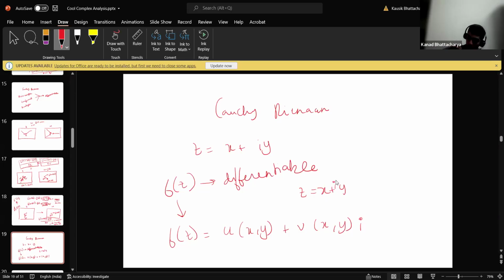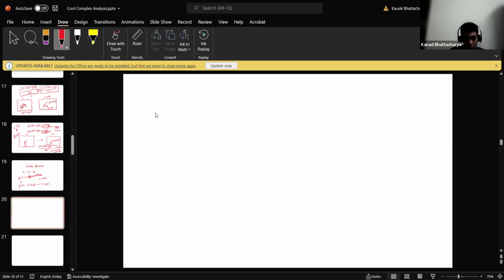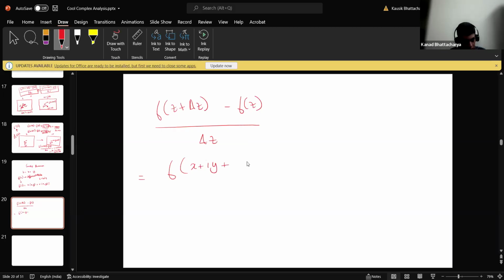What I'm trying to do this way is imagine a vector field, like vector fields from physics, like electric field, magnetic field. So I'm trying to connect it to that. Don't get scared, just bear with me. Now when we say f(z + delta z) minus f(z), divided by delta z, let's expand this out. What does this really mean? This means f(x + iy + delta x + i delta y) minus f(x + iy).